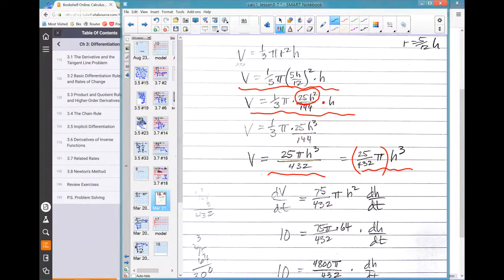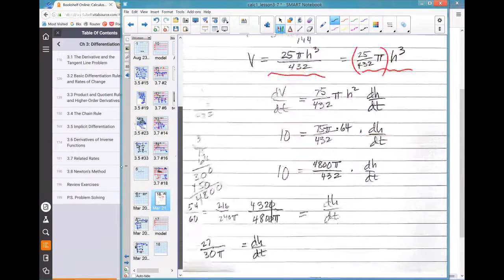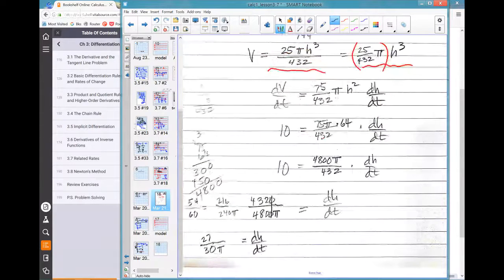So we're finally able to do the implicit differentiation. So now we get into that, all right? So dV/dt, I mean the derivative of volume with respect to time, okay? On the right side, we've got a power rule. So I took the 3 down and multiplied it by 25/432. So 3 times 25 is 75. Keep the constant the same, pi. Reduce the power by 1, and then chain rule, dh/dt. So that wasn't very hard once we got it simplified.